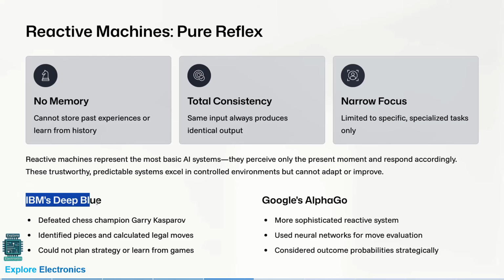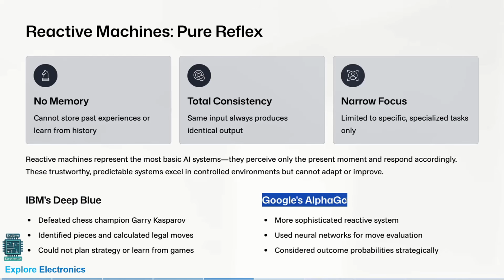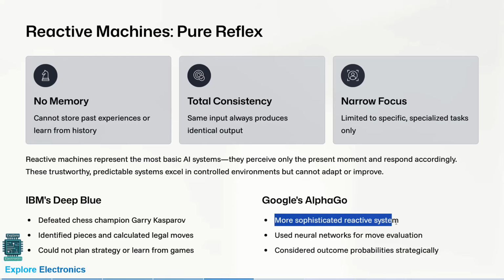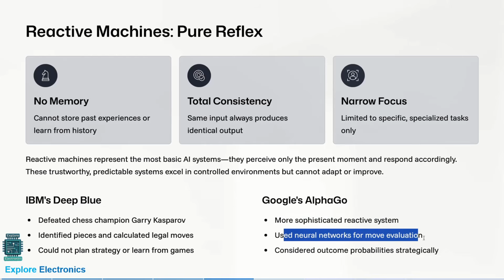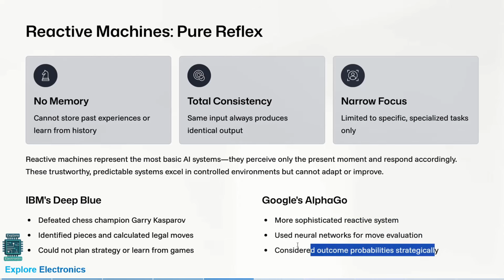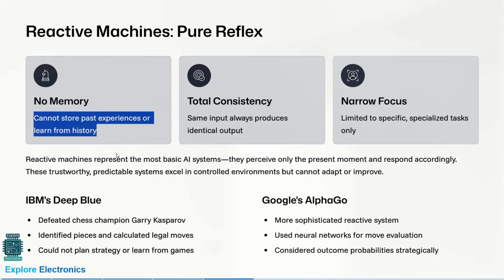The example is IBM's Deep Blue. It defeated chess champion Garry Kasparov, and it identified pieces and calculated legal moves, but could not plan strategy or learn from the games. That is the disadvantage of reactive machines. Then Google's AlphaGo is also an example of a reactive machine. It is a more sophisticated reactive system, and uses neural networks here for move evaluation and considered outcome possibilities strategically. These are examples of reactive machines, where they have no memory and they will not learn from their previous work.